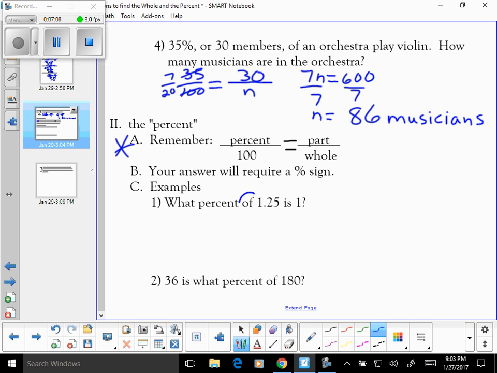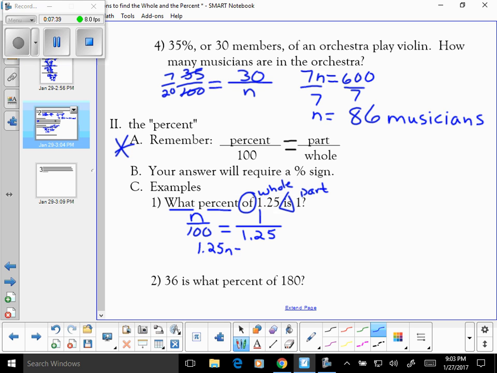Again, I'm looking for my clue words. It says, what percent? I don't know the percent. N over 100. Of tells me the whole is coming. So 1.25 is the whole. Is tells me the part is coming. Cross product.